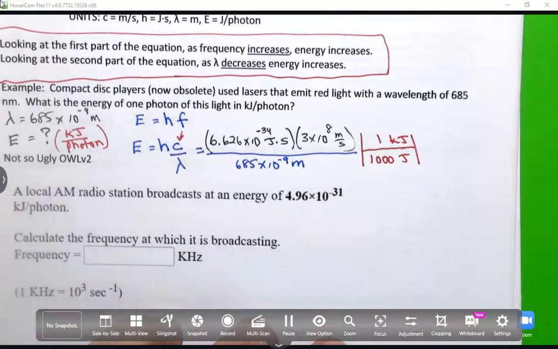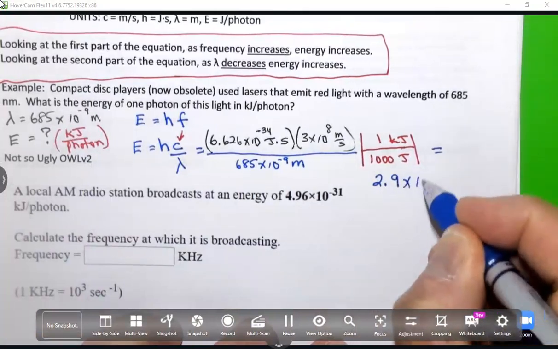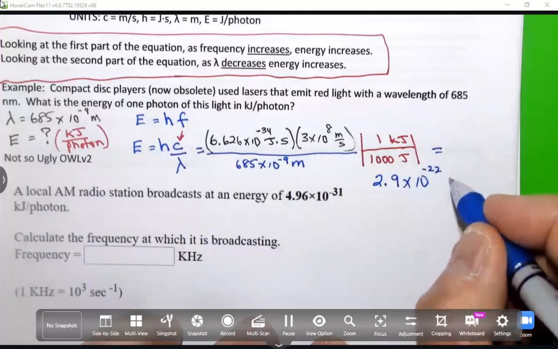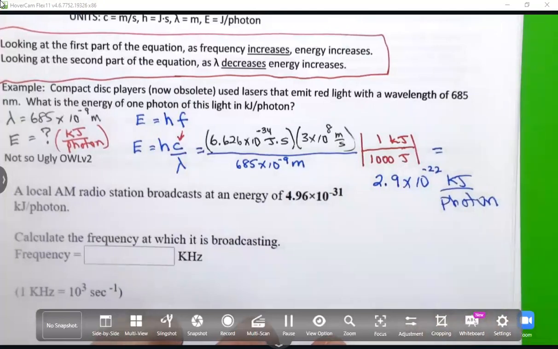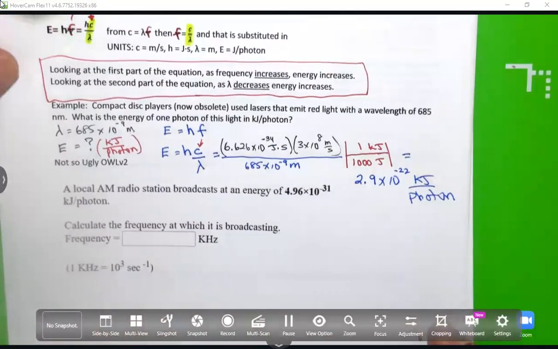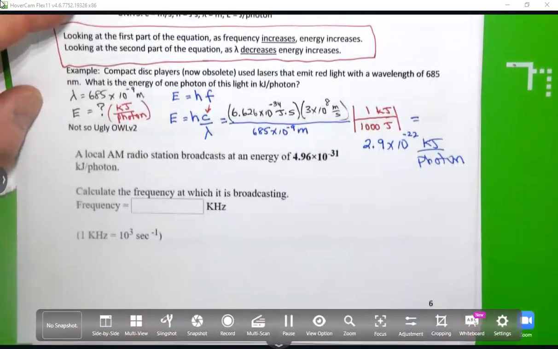And this is going to come out to be in kilojoules per photon, 2.9 times 10 to the minus 22 kilojoules per photon. Okay. So we're just plugging in equations. All we're doing is plugging in the equation.